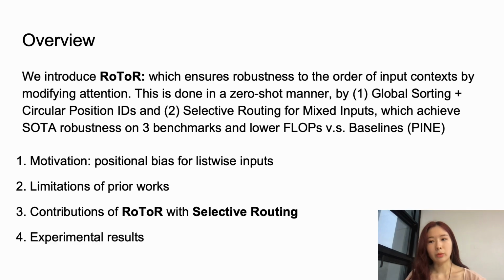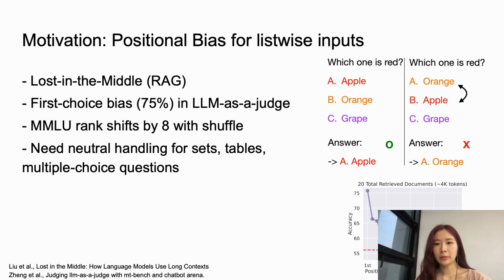So the summary of the work is that we introduce RoToR, an attention-modifying method which ensures robustness to the ordering of list-wise inputs. I will first talk about the motivation, related works, contributions, and results. The take-home message is that RoToR exceeds SOTA robustness on various benchmarks with lower flops. Let's start with the motivation.